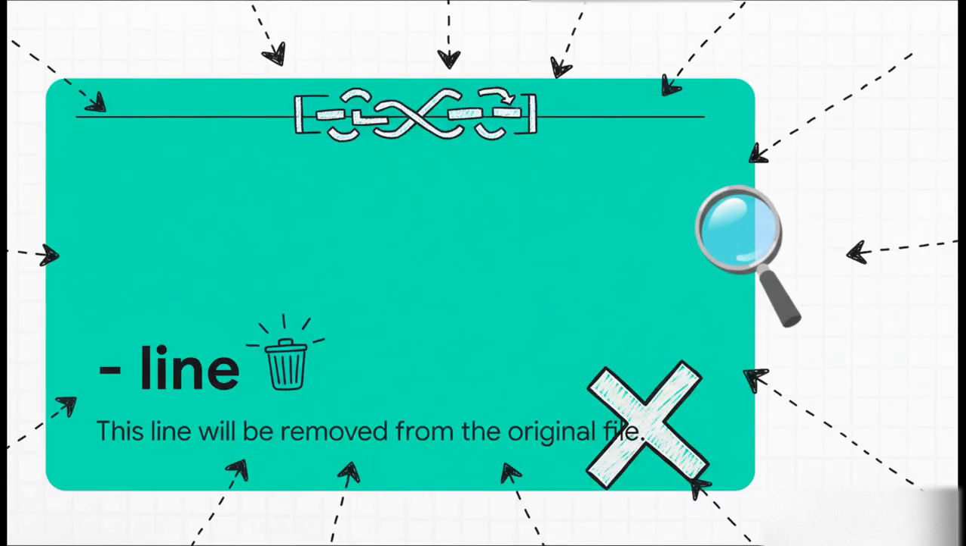Now we get to the actual instructions. Any line you see that starts with a single minus sign, well, that means that line is getting deleted from the original file. It's on its way out.